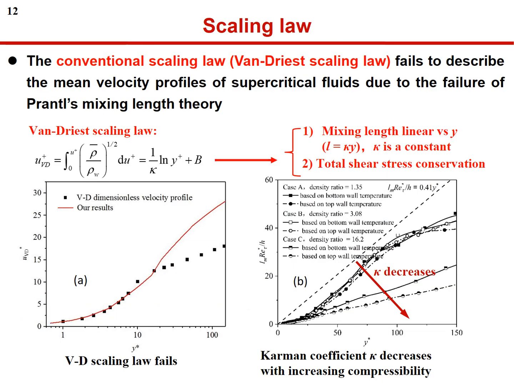Now, we discuss the scaling law. From figure A, we could observe that velocity profiles of supercritical fluid turbulence could not collapse with the Van Driest scaling law. We know the Van Driest transformation relies on two conditions. First, the mixing length linearly varies versus y, and the coefficient is a constant. Second, total shear stress conservation in the boundary layer. But we found the constant decreases with increasing compressibility, as shown in figure B. Therefore, the Van Driest transformation fails in supercritical fluid flow due to the failure of Prandtl's mixing length theory.